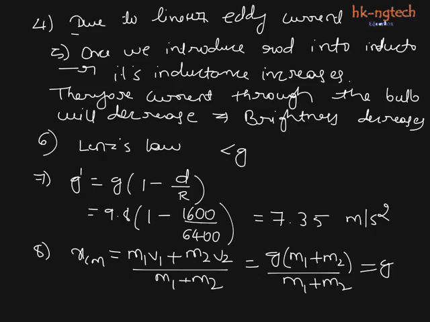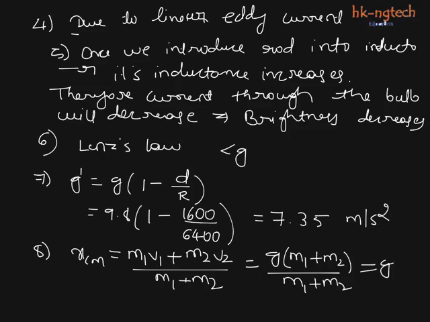The next question is a very good question. In an AC circuit shown, keeping K pressed, if an iron rod is inserted into the coil, the bulb in the circuit is. See, if we insert the iron rod inside the inductor, its inductance increases, so therefore the current through the bulb decreases, which decreases the brightness of the bulb. So obviously, brightness decreases is the answer.